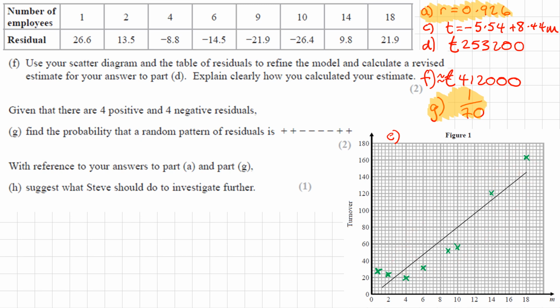So what can Steve do to investigate further? Well, I think the obvious thing is that he needs to collect more data. He's only looked at, I think it's 8 different companies: 1, 2, 3, 4, 5, 6, 7, 8. Yeah, quite a small sample size.